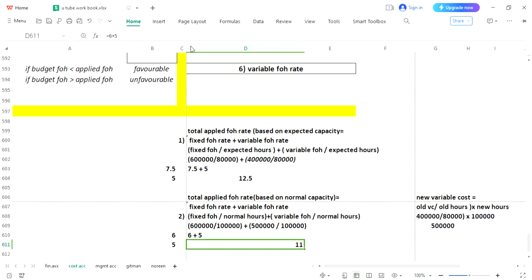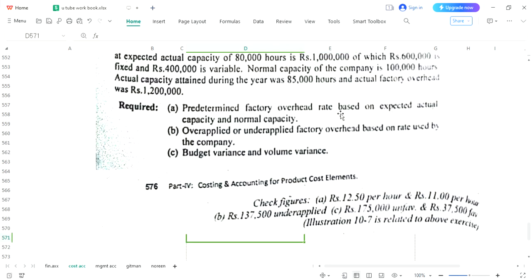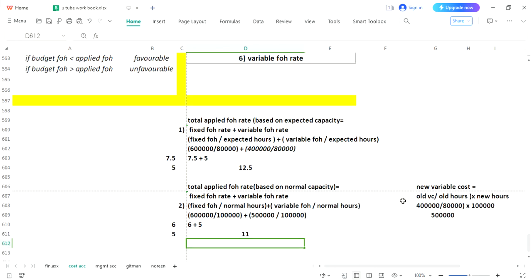Two rates were asked to calculate. The first rate was applied FH rate based on expected capacity. The second rate, applied rate based on normal capacity. The answer is 11 for normal capacity. Here you were asked to calculate the predetermined FH rate based on expected and normal capacity. So part A has two answers, first 12.5 and second 11. We have calculated both rates, 12.5 and 11, which you can see are present over here.